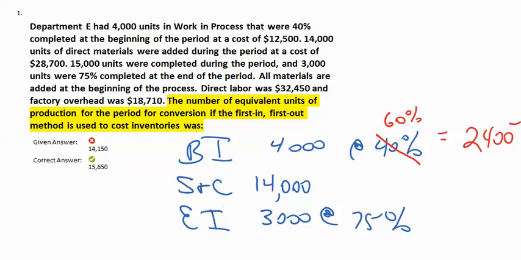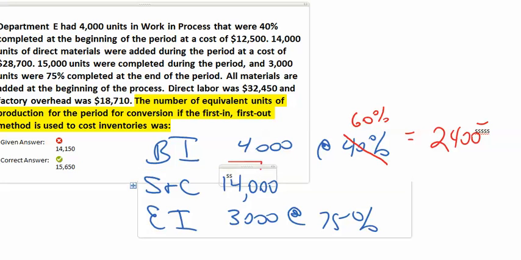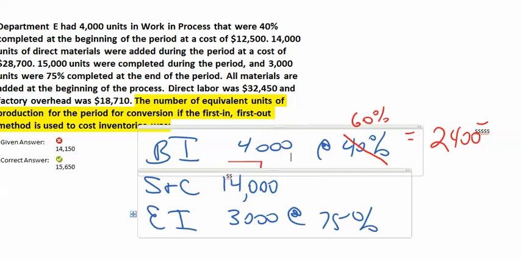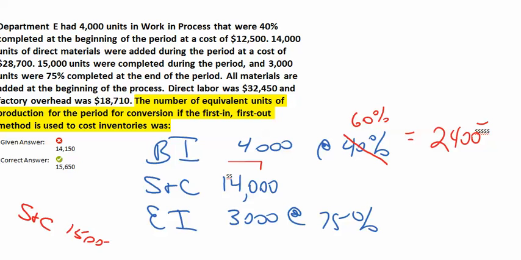Another way you can figure it is it says there were 15,000 units that were completed. I'm going to do it a little different here. Started and completed. There were 15,000 units completed. First in, first out, the beginning inventory is going to come out of that, so I'd subtract 4,000 and I'll get 11,000 units started and completed. Right? Sometimes you get the information, you have to calculate it that way.